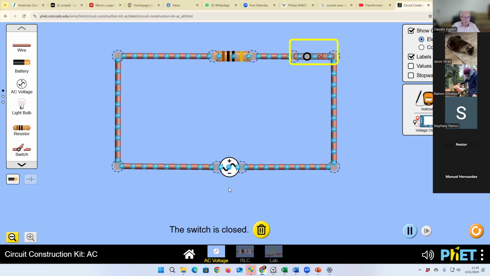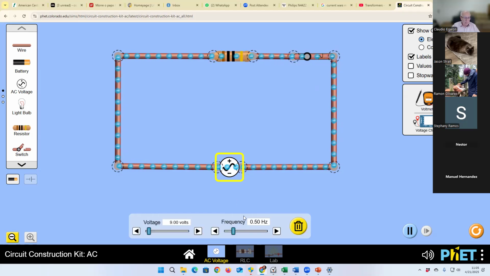microscopically in this circuit. Let's see, I'm going to increase the frequency of my generator. Okay, it's possible to do that. And then what's going to happen? The charges are going to oscillate faster. If I increase the voltage, the amplitude of the charges is going to be larger too. See that? Lower voltage, lower amplitude of oscillation. Higher voltage, higher amplitude of oscillation.